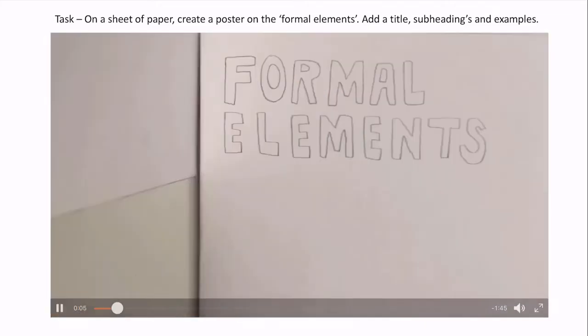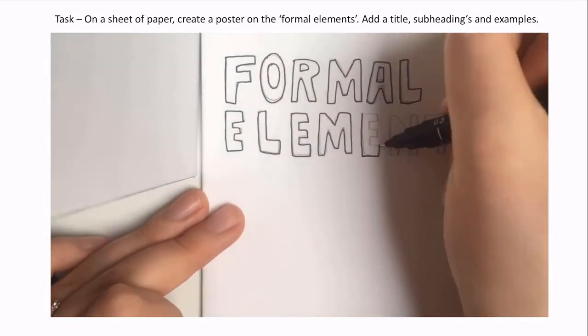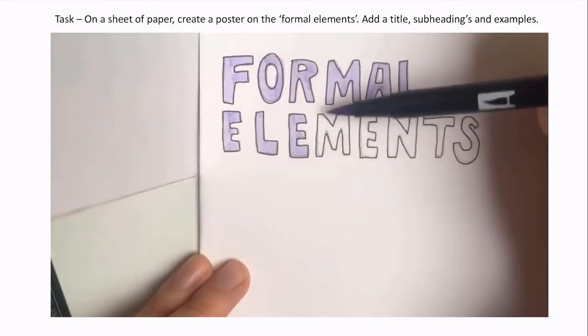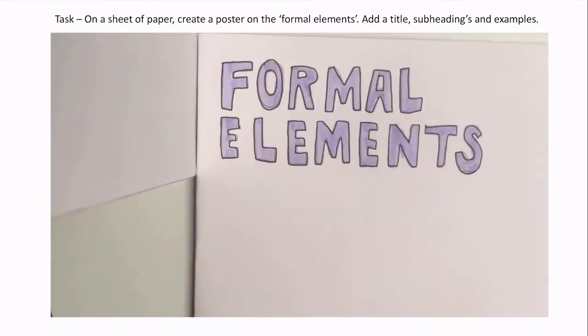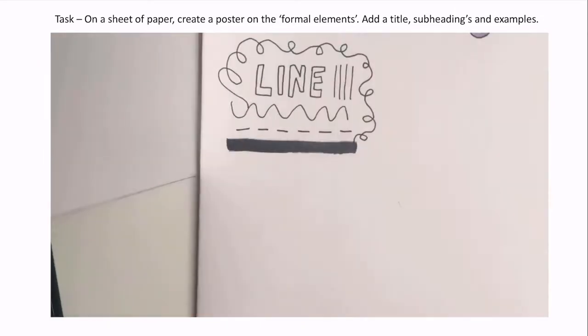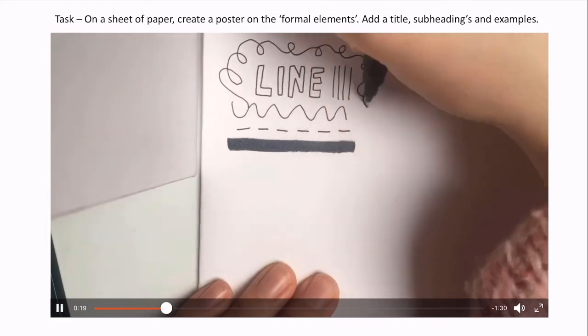So what I started off by doing is writing formal elements on my page using a pencil. And then I went over that in some pen and I coloured it in. You don't have to do this if you don't want to. You might just want to write it in one colour. That's up to you. Then I added the subheading line and I drew all kinds of different lines around it, which were dashed, bold, wobbly. It's up to you what you'd like to do around it.